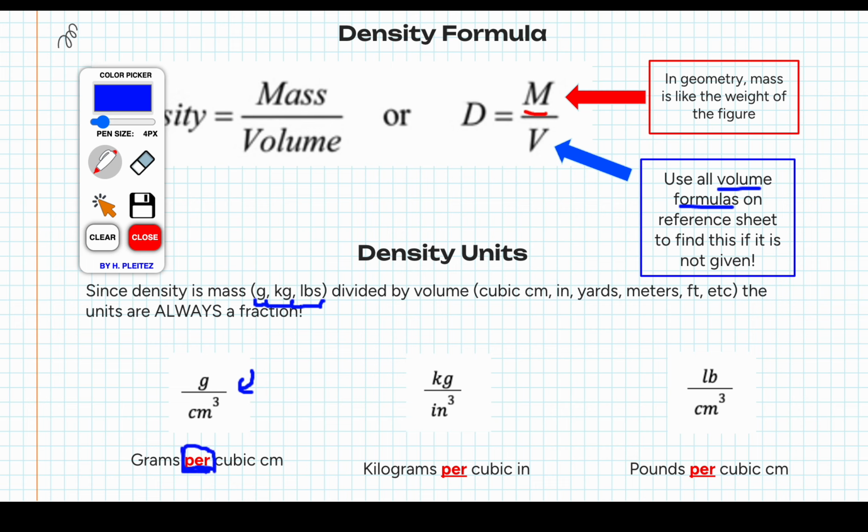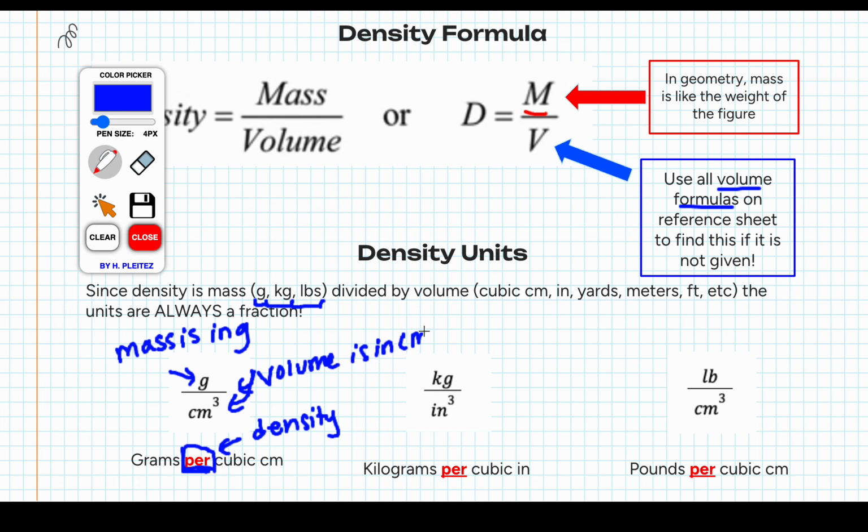Whenever we see this word per, that's usually a dead giveaway that we have a density value or a density unit. So seeing it in this fraction will also tell us the units that our mass is in and that our volume is in. So if it's grams per cubic centimeter, we know that our mass is in grams, and we know that our volume is in centimeters. Now, not only is the volume in centimeters, but we know that all the dimensions of the figure would also be in centimeters.